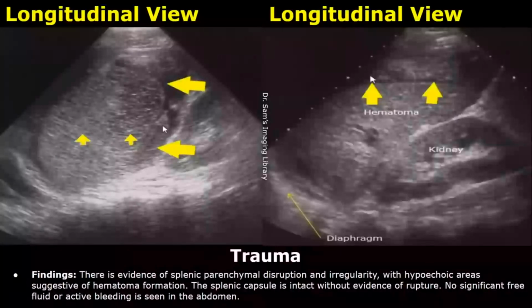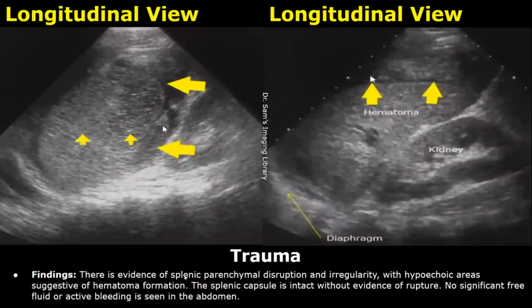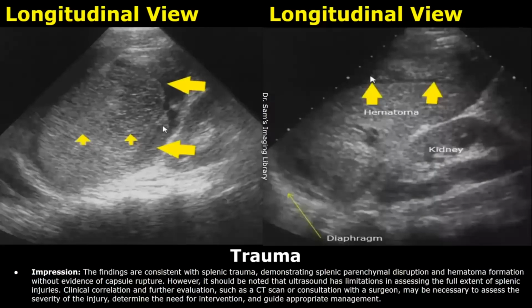Here is a case of splenic trauma. These are the findings. There is evidence of splenic parenchyma disruption and irregularity with hypoechoic areas suggestive of hematoma formation. The splenic capsule is intact without evidence of rupture. No significant free fluid or active bleeding is seen in the abdomen. These findings are written in the impression. Then clinical correlation and further evaluation such as CT scans are advised.